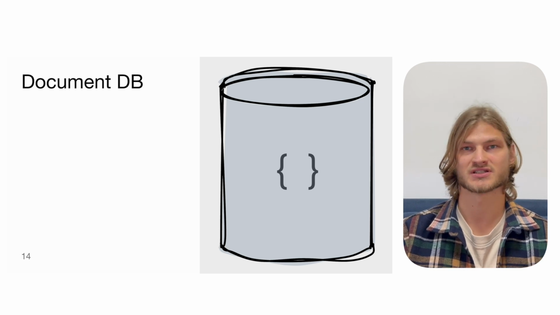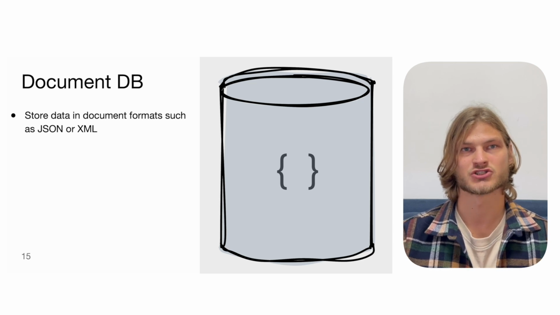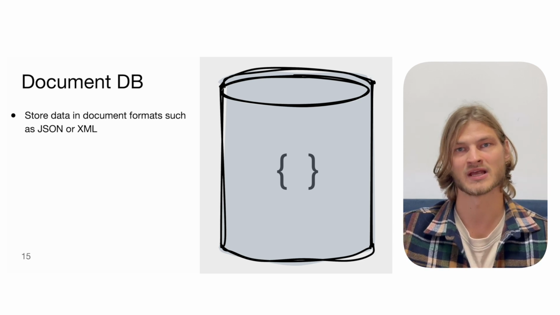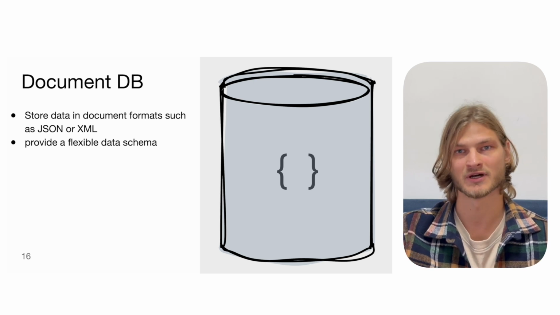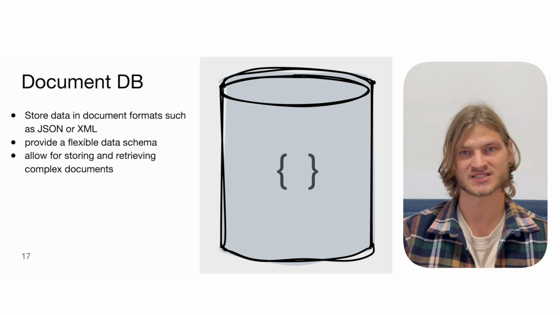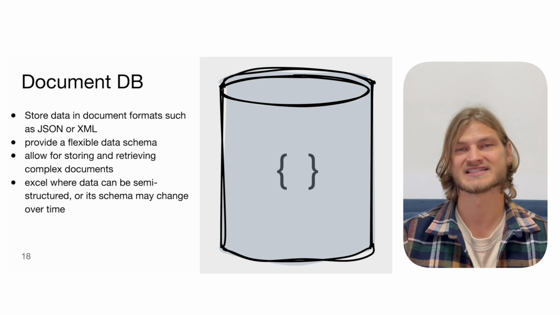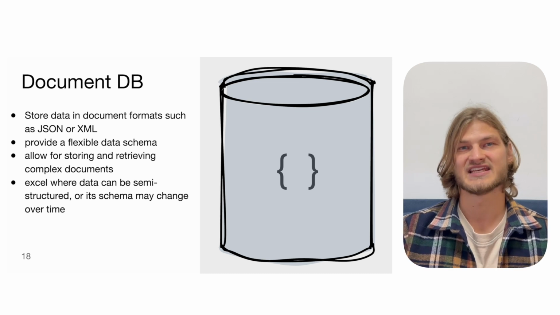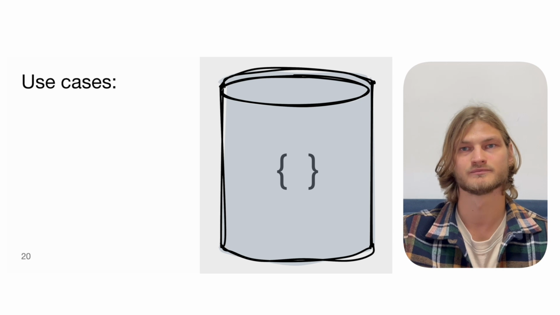Also, I want to speak about document DB. In such databases, data is stored in document formats such as JSON or XML. It provides flexible data schema, and it allows for storing and retrieving complex documents. It really excels where data can be semi-structured or its schema may change over time. Examples of such systems can be MongoDB or CouchDB.